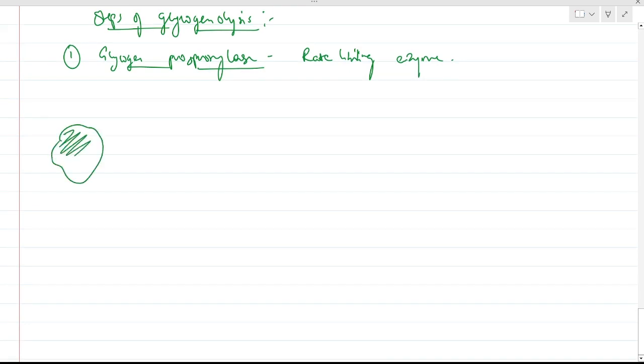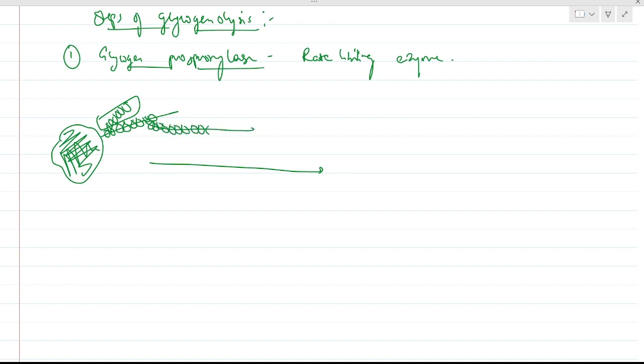We have a glycogen molecule that I will be drawing here, with our alpha 1,6 linkage. Okay, this is the glycogen molecule, and here some more extensions will be there, so a glycogen polymer. Now glycogen phosphorylase acts here. What will it do? See here, it will remove the end alpha 1,4 glucose molecules.